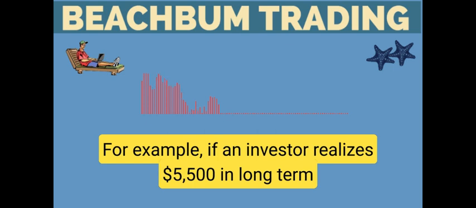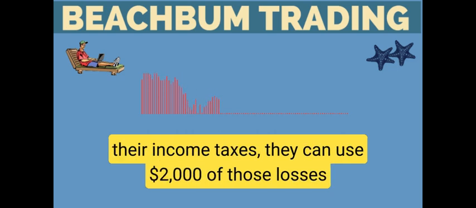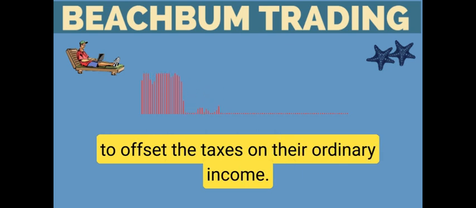For example, if an investor realizes $5,500 in long-term losses during the year, at the time that they file their income taxes, they can use $2,000 of those losses to offset the taxes on other capital gains and $3,000 to offset the taxes on their ordinary income.